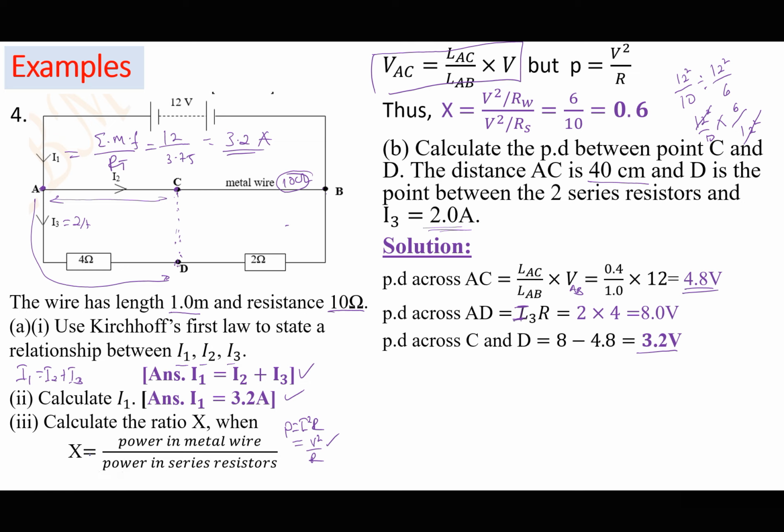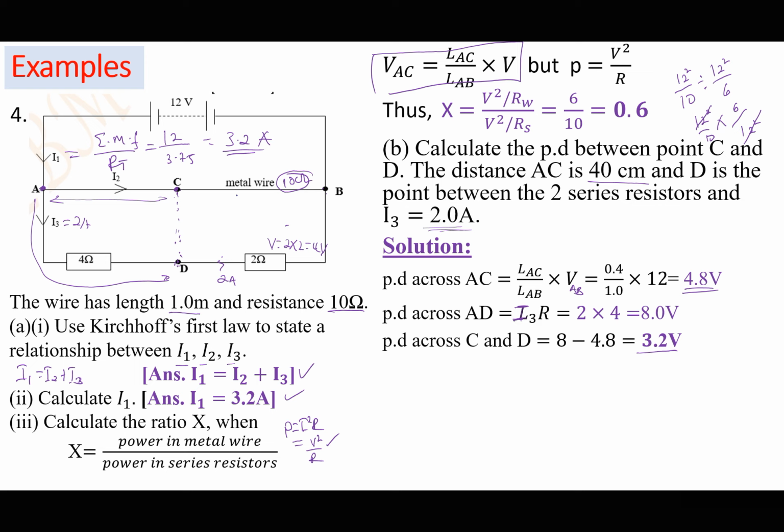Also, we could find the PD from the other end, from the right-hand side of the section, where you get the PD across CB or BC and the PD across BD. Of course, the current here is still 2 amperes. So the PD across DB is going to be 2 times 2, which is equal to 4 volts. So I now know the PD across BD.